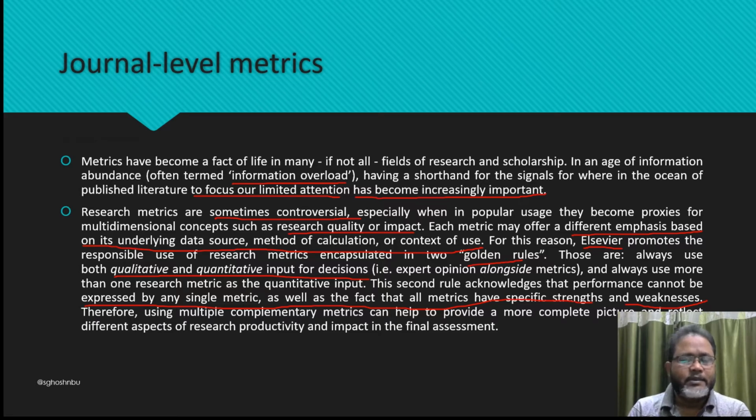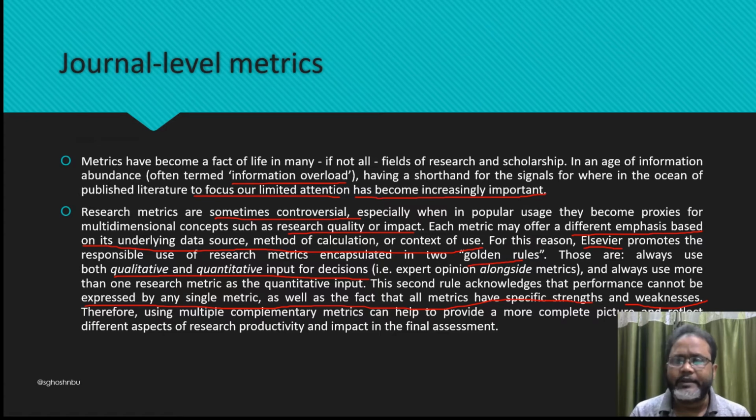Are research metrics fine to measure the intellectual capability of an individual or an author? Do these metrics truly identify the tacit knowledge that one individual has? This is sometimes controversial, but in popular usage these metrics are proxies, in multidimensional concepts, for research quality or impact.